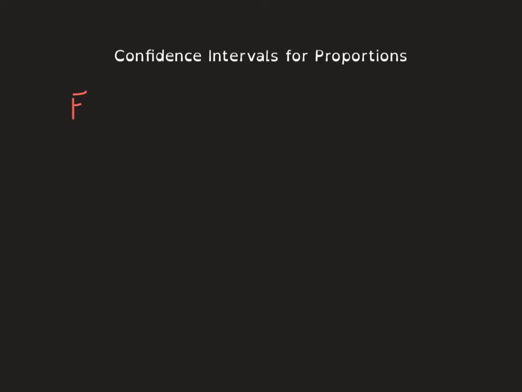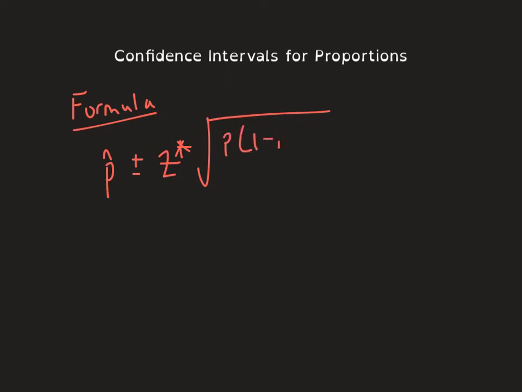But the formula to do this is really not as complicated as it looks. The formula is going to look pretty complex. Let me just write it out for you. It's p hat, and we'll talk about what all this stuff is in just a second, plus or minus z star, and then times the square root of p times 1 minus p all over n. And hopefully that part looks familiar under the square root. Remember, that's the standard deviation.